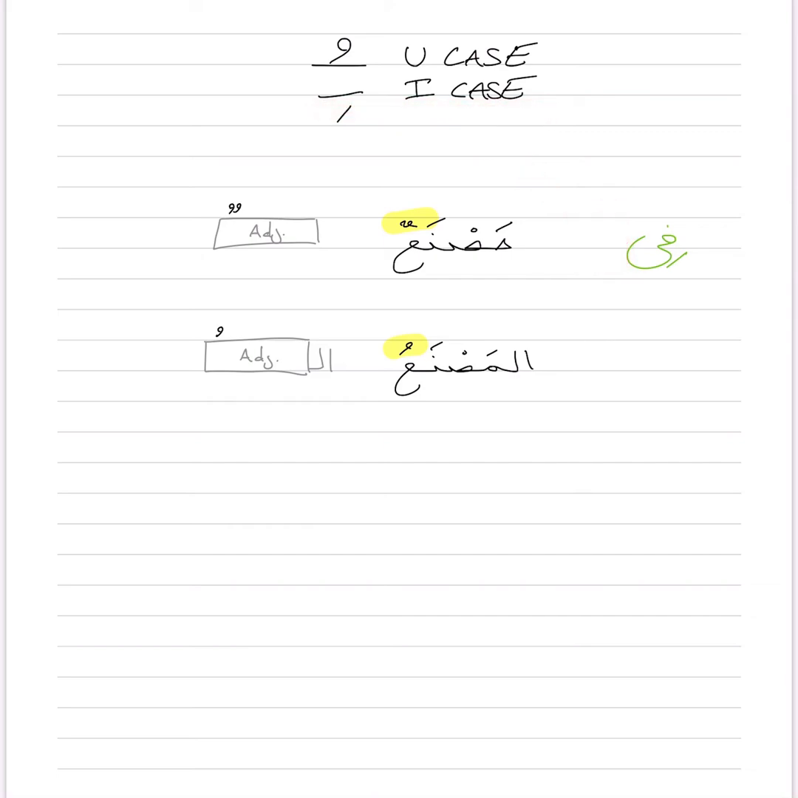So, masna'un is currently in the U case. How do I turn it into the I case? I get rid of the 2 dhammas and I replace it with 2 kasras. Why did I put masna'un in the I case? Because it's preceded by a preposition.